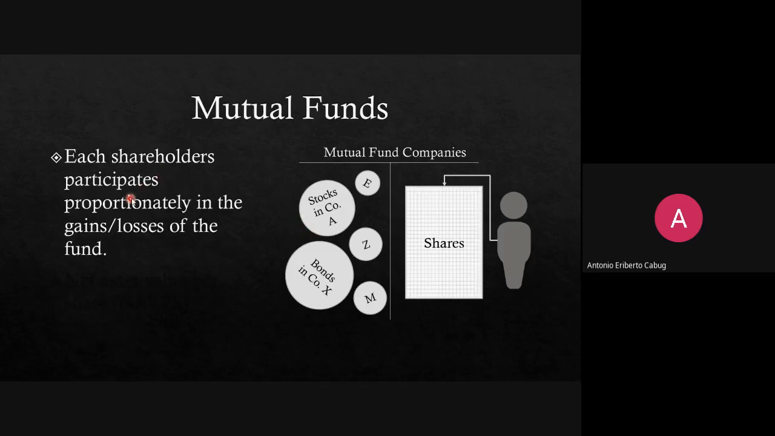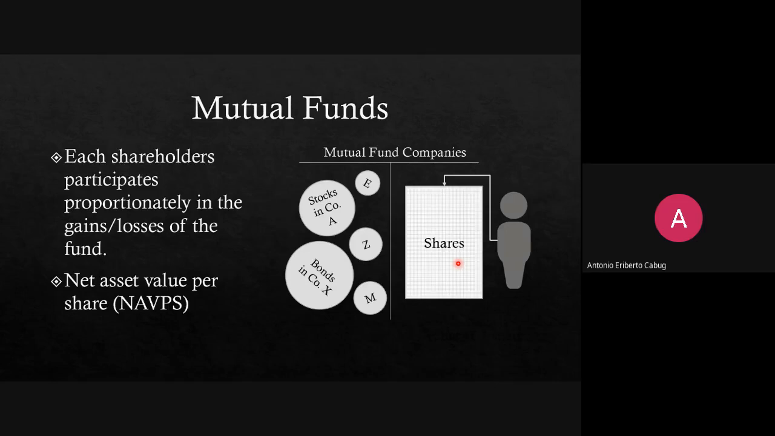Shareholders participate proportionately in the gains and losses of the fund. So if the bonds earn interest, the stocks increase in value, and the money markets earn interest, those gains will be reflected in the value of the share. The value of the share of a mutual fund company is called the NAV-PS.